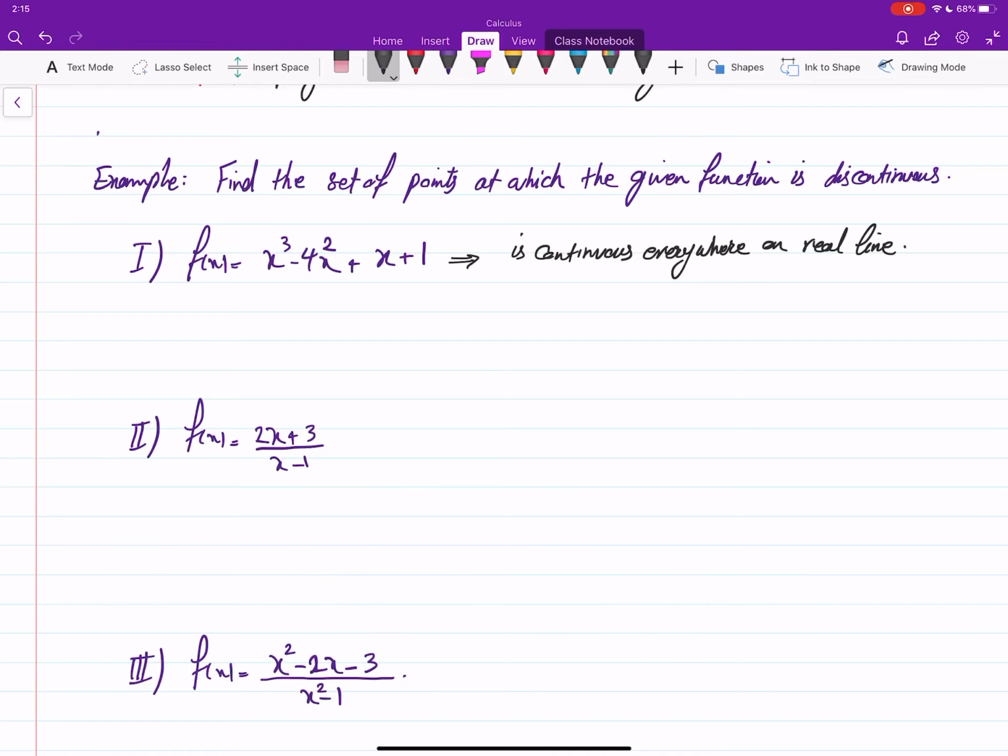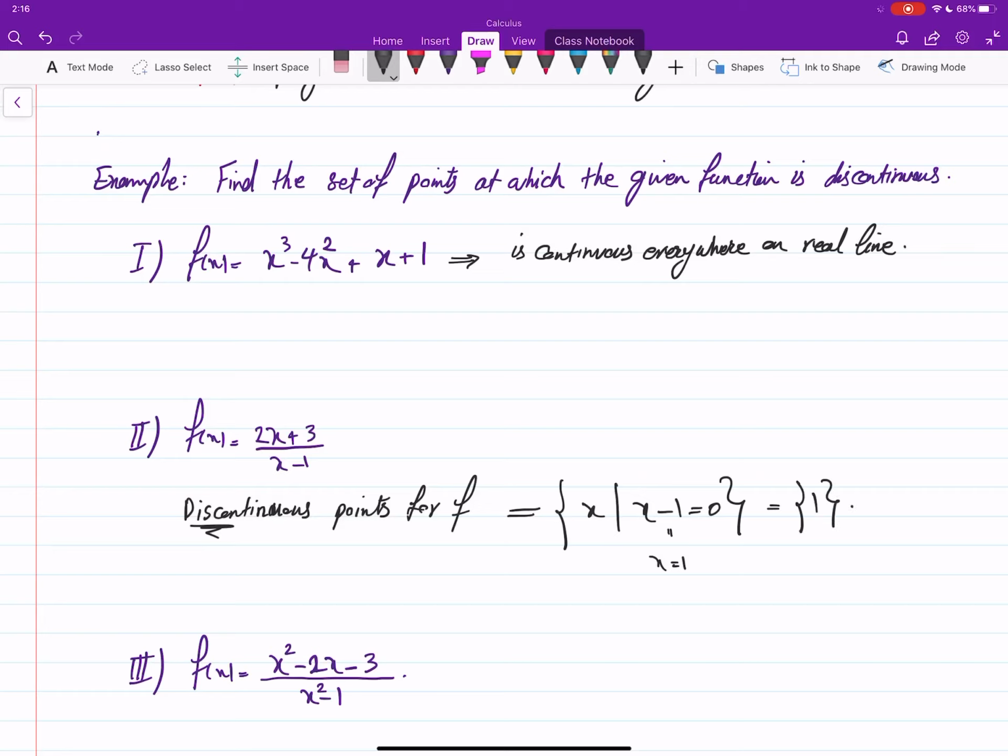The second one says this guy. So what are the points at which the function is discontinuous? It says only find the zeros of the denominator. So the discontinuous points for f, this is a rational function, are all the points which make the denominator 0. I'm writing the discontinuous part, so it means solve this guy. This is x equal to 1. There's only one point at which this function is not continuous.